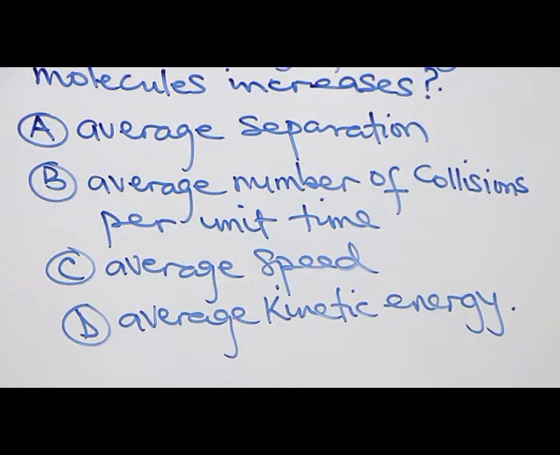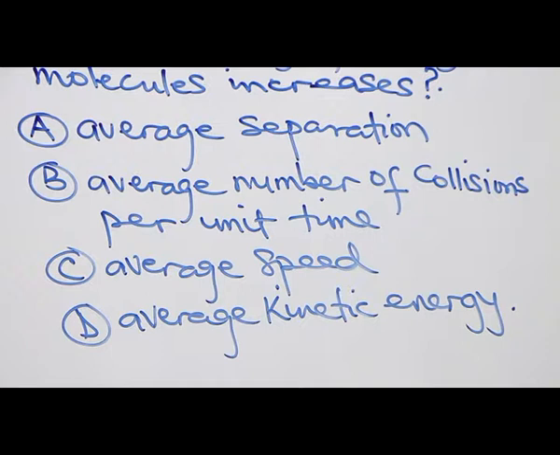We'll review the options based on what we know about properties of gas molecules. Now, when the gas expands, the volume will increase. So for option A, average separation, if the volume increases, the molecules will be separated in a wider form from each other. So option A is correct. Let's consider option B. The average number of collisions per unit time.